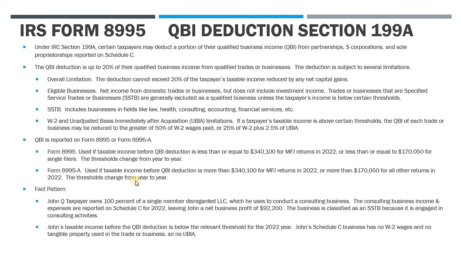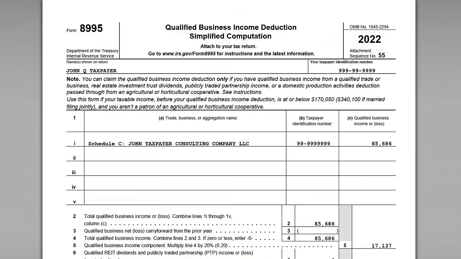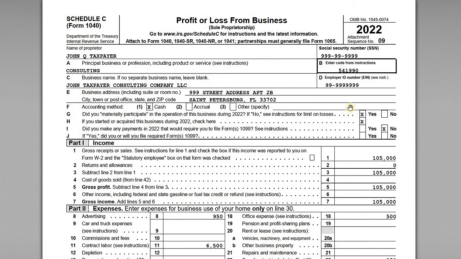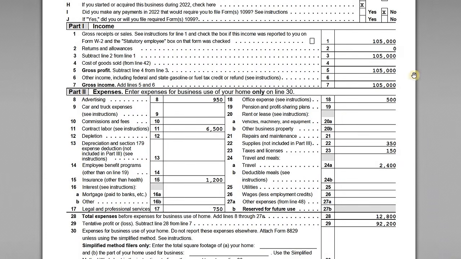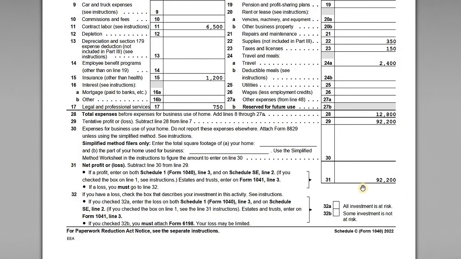All right? Okay, so let's look at the return itself. So we're going to start with John's Schedule C. So let me jump up here. So this is your Schedule C, right? Fill this out like you normally would. And so we can see that John has his gross receipts up here, his various expenses. And so his net profit before accounting for any self-employment taxes or QBI deductions is $92,200.